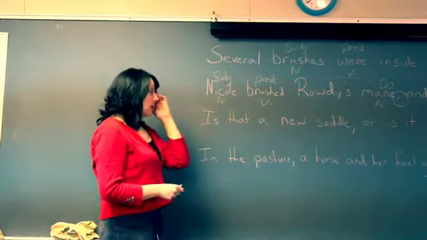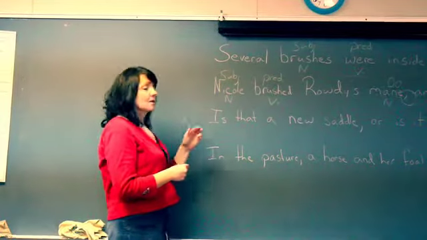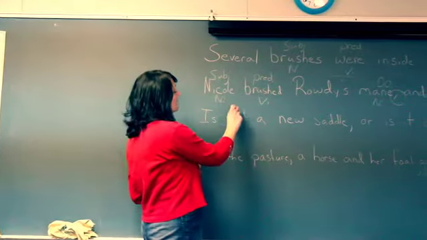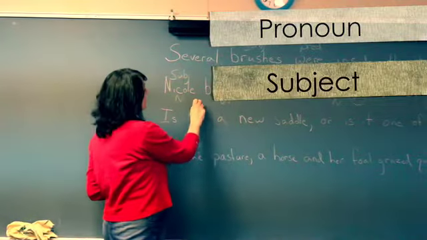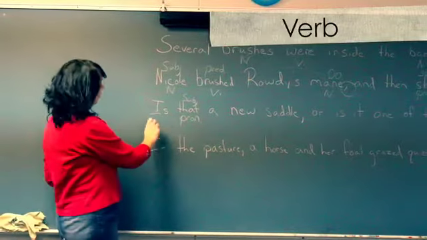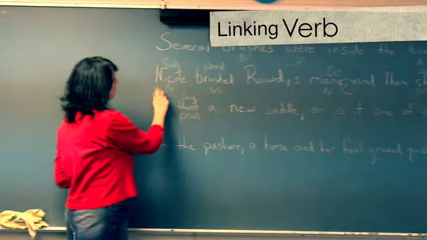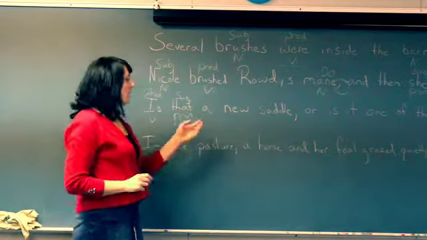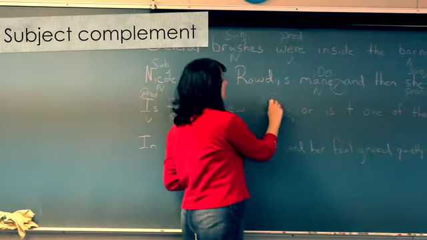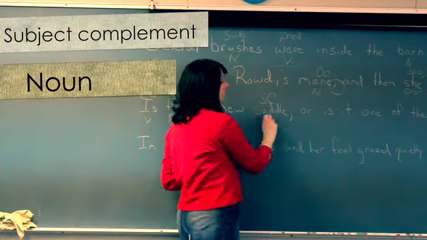So instead of saying, "Is that a new saddle," we would say, "That is a new saddle." So then that helps us determine, first, that "that" is acting like a pronoun here. It is our subject. "Is" is our verb. It's a linking verb. It's our predicate. And it is linking that to saddle. So that is our subject complement. Okay, that's also a noun.